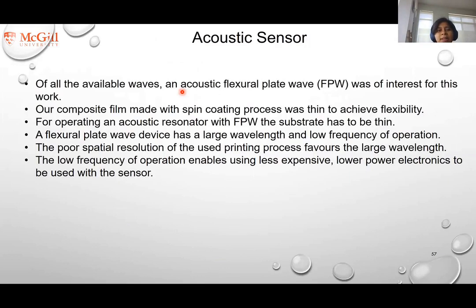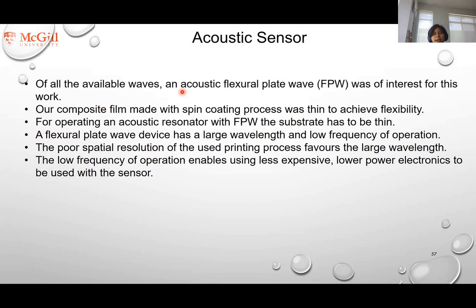And finally, I'm going to show another example. The PZT PDMS composite that we used, you saw that we can use as a tactile sensor. But our goal was also to use it as an acoustic sensor for gas sensing or some other type of sensing. So we used them to make acoustic sensors.